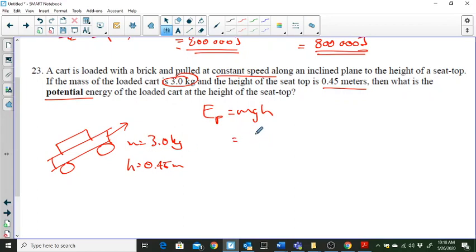All right, so we substitute in our values. 3.0 times our g, oh yeah, 9.8. And then times our height of 0.45. Then no squares, so we just go through and multiply these. 3 times 9.8 times 0.45. And we get a value of 13.23 joules, or we could just say 13 joules. That would be good enough.